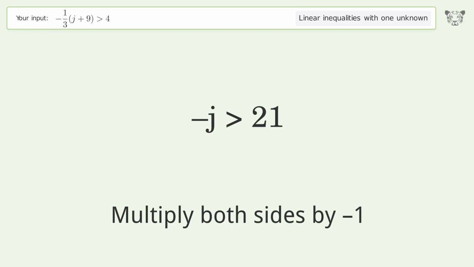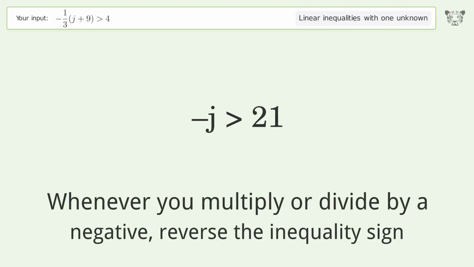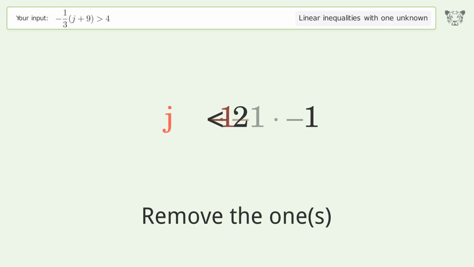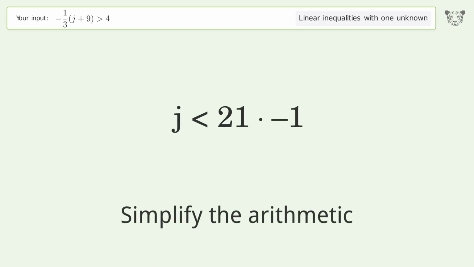Multiply both sides by -1. Whenever you multiply or divide by a negative, reverse the inequality sign. Remove the ones. Simplify the arithmetic.